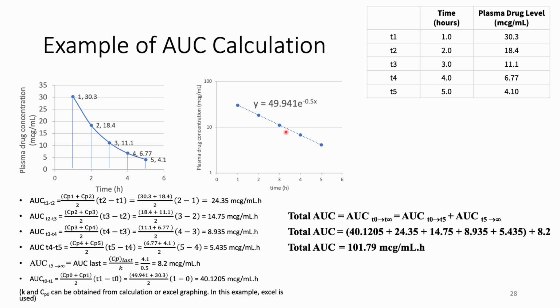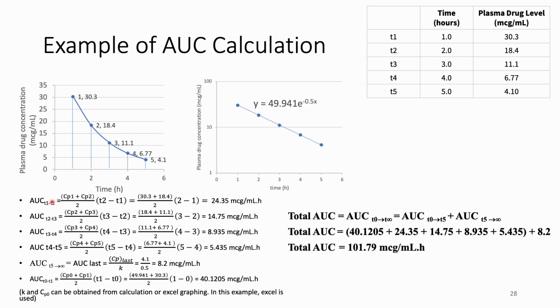I use Excel easily. I can have the equation. It's linear and the elimination rate constant is 0.5. The elimination rate and half-life, and then the initial concentration is 49.9. The elimination rate constant is calculated using the negative slope, or the negative of the natural log of y2 divided by x2. So I do it step by step.